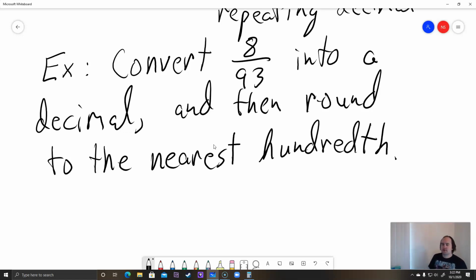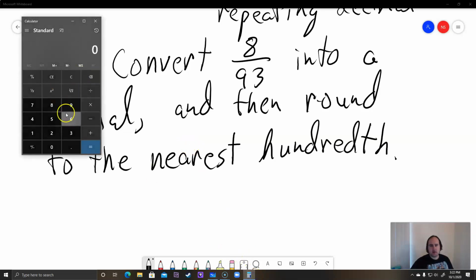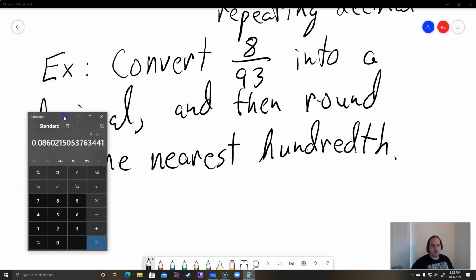Okay, so let's start with the part where we convert it to a decimal. To convert 8 over 93 into a decimal, we're dividing, and again, the easiest way to convert it to a decimal is on a calculator. So 8 divided by 93 gives us this long decimal. If you look at this decimal, there's not really any repeating pattern. It has a lot of digits, and it just keeps on going.